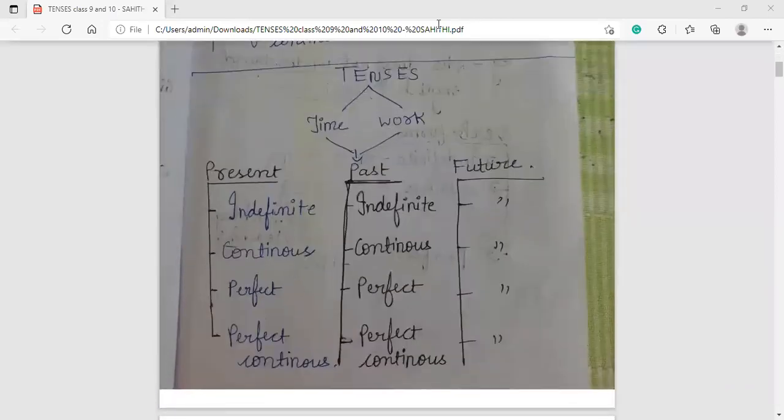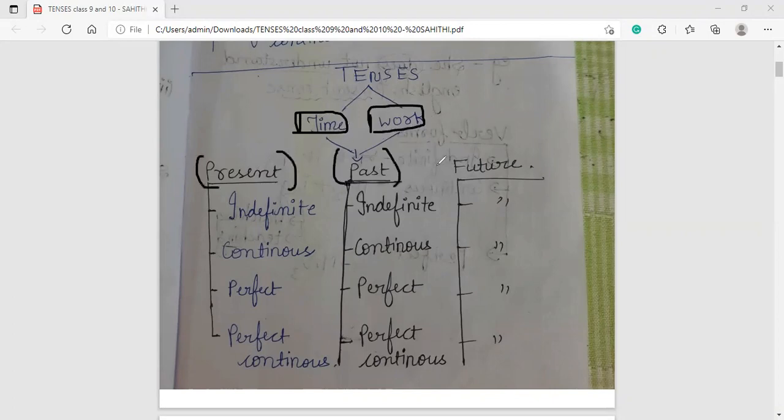Now let's take a look at a mind map of tenses. Tenses are mostly divided into time and work. Time means present tense, past tense, future tense, and work is divided into indefinite, continuous, perfect, perfect continuous.